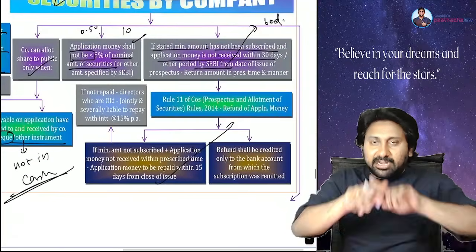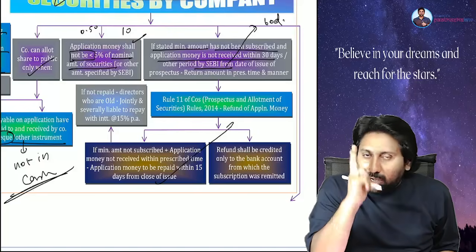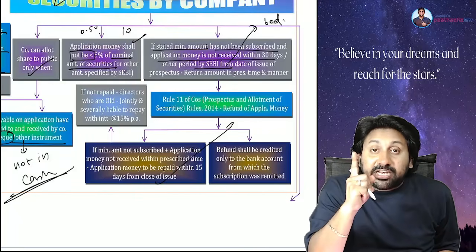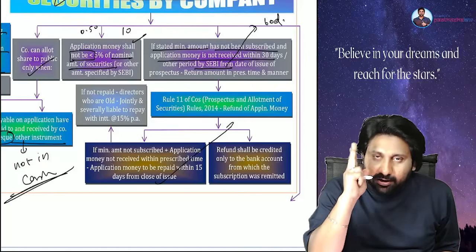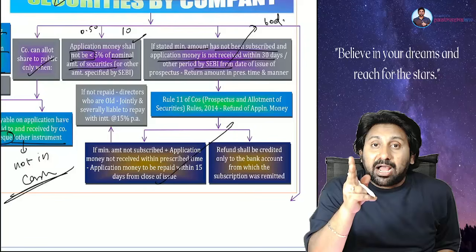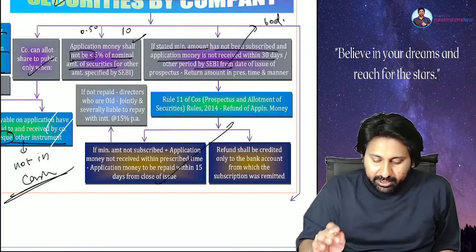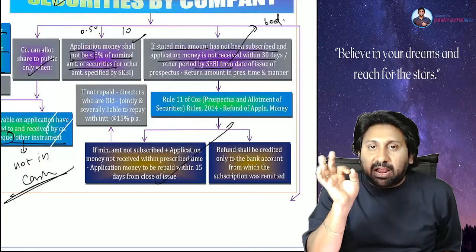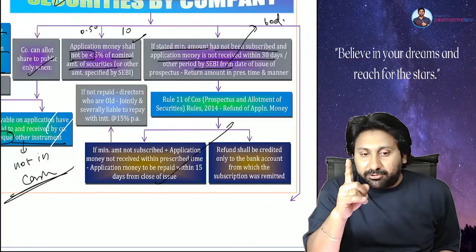Main concept, let's revise everything. When a company can go for allotment, 2 conditions must be satisfied. Number 1, the amount stated in the prospectus as a minimum subscription must be subscribed. Number 2, the application money must be received in any mode other than cash, means check as an instrument. Over. Next, whenever application money you are taking, it should be not less than 5% of the nominal value.